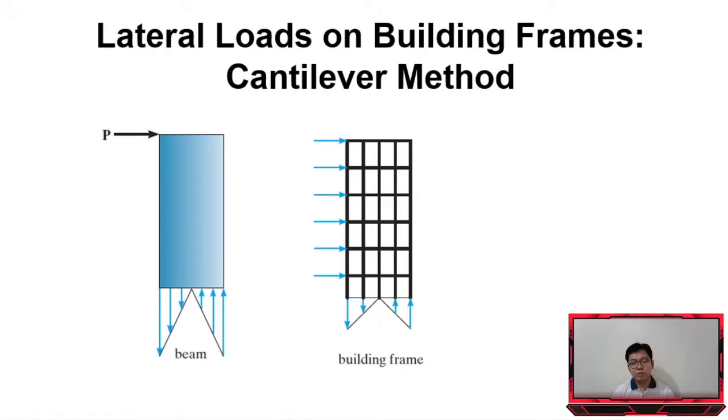Now, yun nga, tatapusin natin tong, this is actually a part 2 sa approximate analysis of these building frames from the lateral loads. Itong part 2 na to, ang method naman na gagamitin natin is cantilever method. Okay? So anyway, ang part 1, ilalagay ko na lang yung link sa ibaba. So, yun yung portal method.